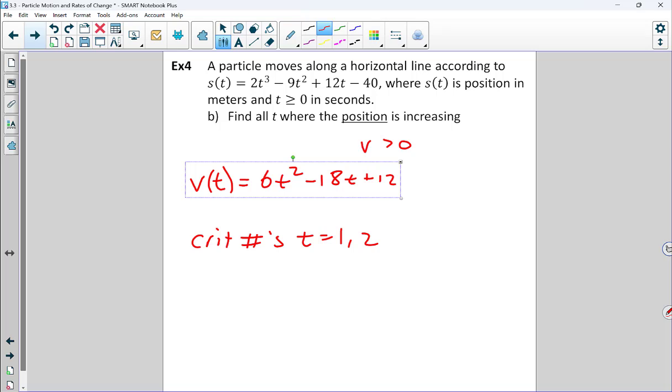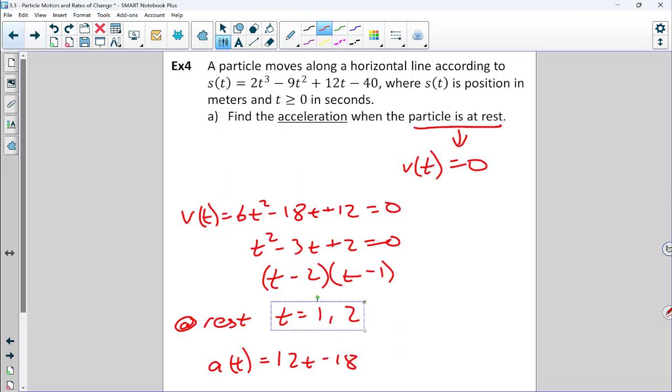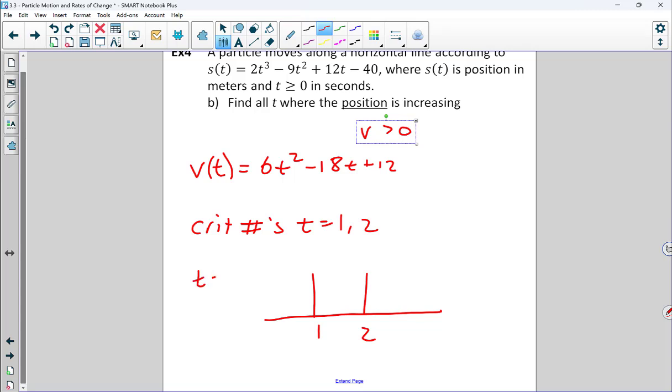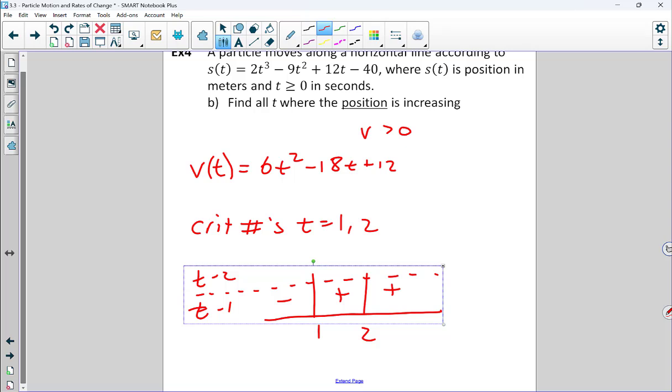But now I need to know where the velocity is positive, so let's do a sign chart. I'm going to put the two factors, t minus 2 and t minus 1, on the side. At 1, t minus 1 is equal to 0. It's positive to the right and negative to the left. T minus 2 is 0 at 2. It's positive to the right, negative to the left. Put it all together. It's going to look like that.